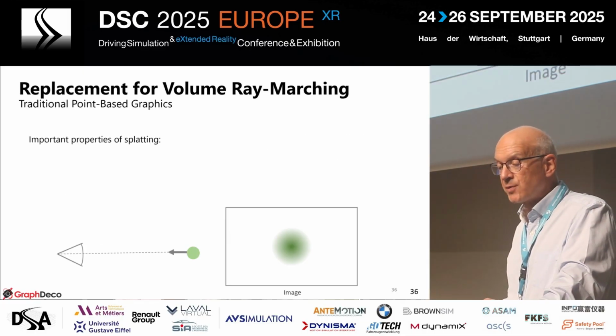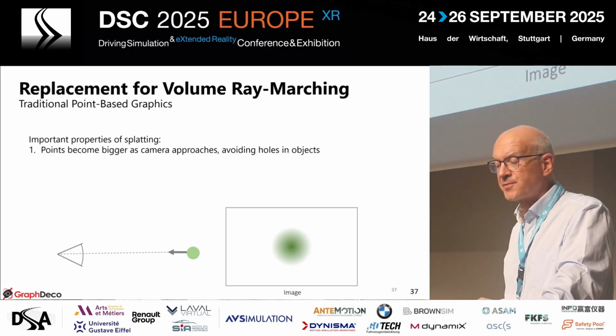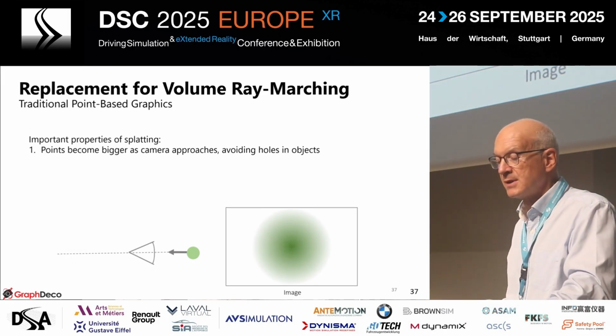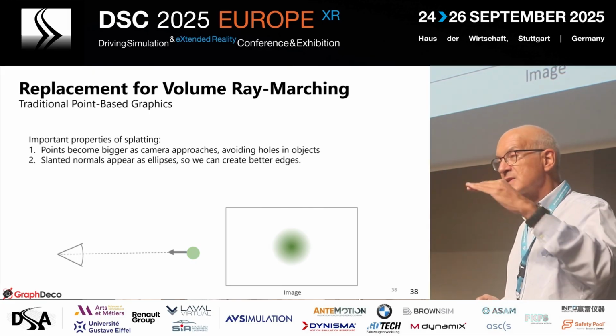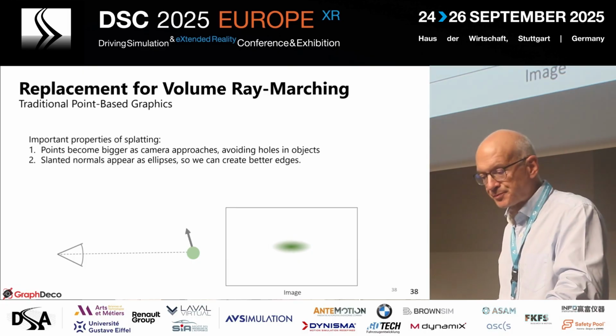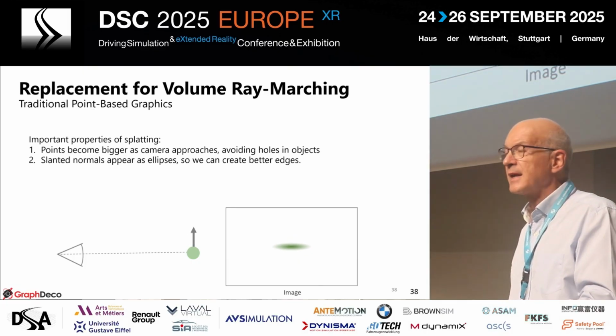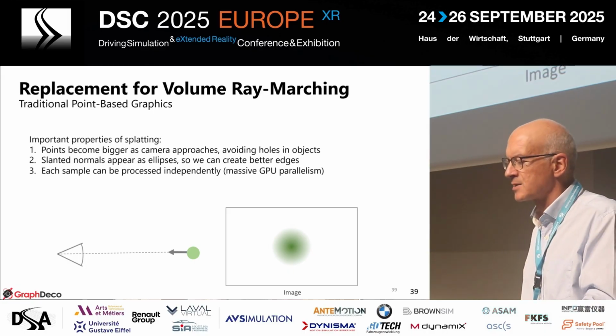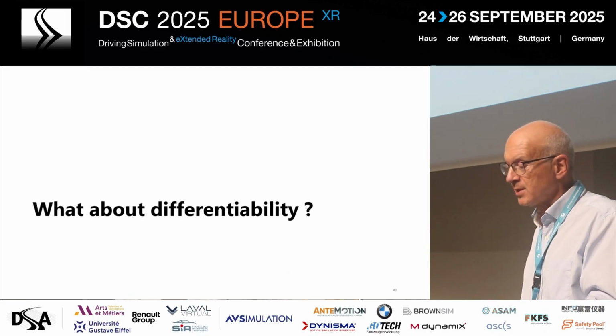Why are splats useful? They have several interesting properties. The first is when you get closer, they become bigger, so they can automatically fill holes. And when you turn on a slant, they become thin, and this allows us to represent edges. And most importantly, they can be processed independently, and that allows massive GPU parallelism. But they have to be differentiable.